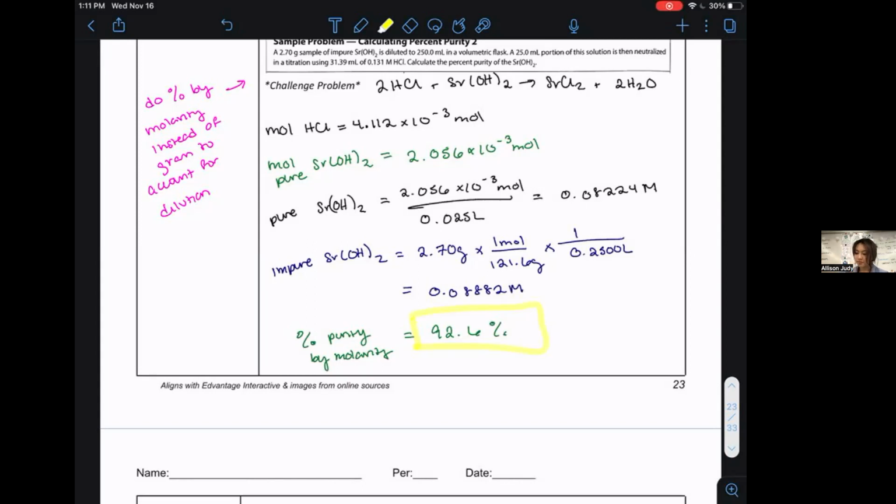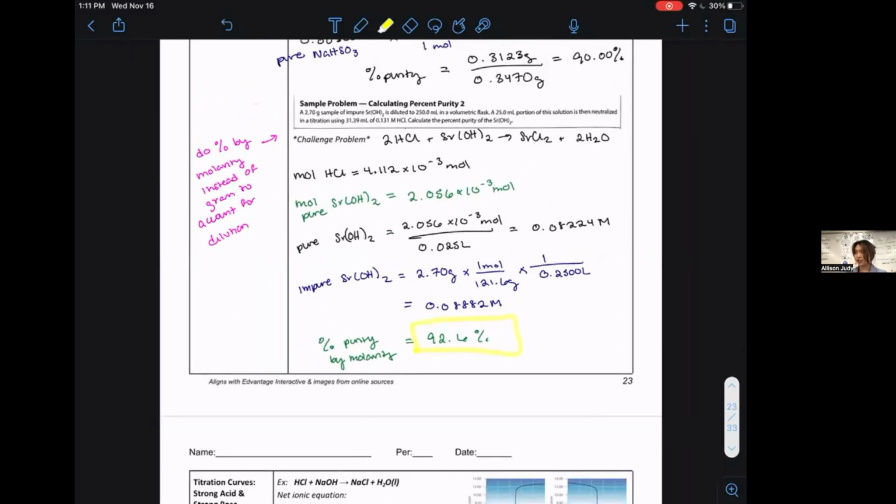So, any other question? So basically what you're saying is that not all of the 2.7 gram sample is actually SrOH. Exactly. Exactly.